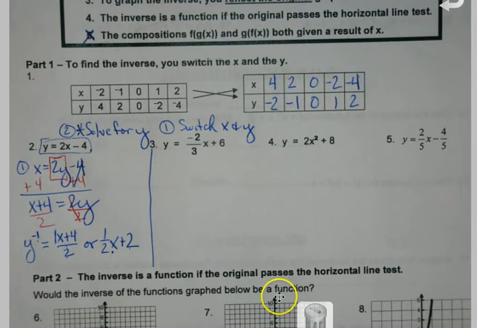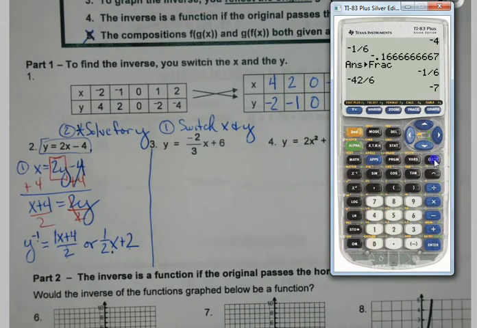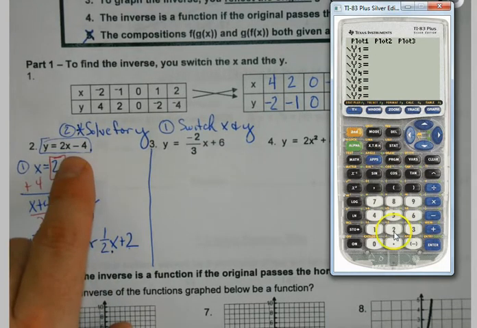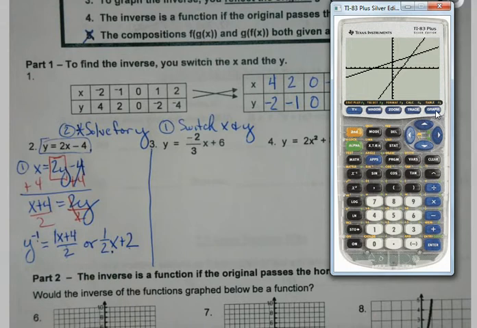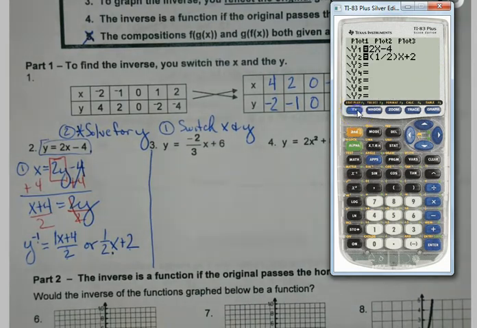But what you'll see, because I want to show you one of these so you can visually see why they're inverses, and we'll do this again in a little bit. If I were to graph both of these, 2x minus 4, and on the same graph my 1/2 x plus 2, what you'll find is there's this line called y equals x. Y equals x is the line they reflect on.